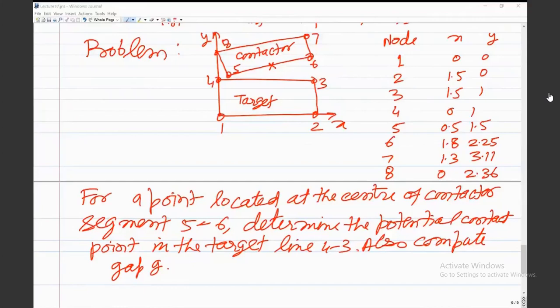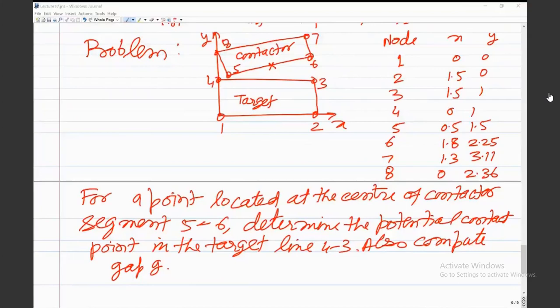If you are using the penalty method, then of course you need to check whether the gap is greater than 0 or less than 0. For that, you calculate based on the initial configurations of the bodies, and subsequently you update the coordinates using displacements and then calculate the gap. So you really don't need the initial value of contact force, but you need the initial guess for the displacements, and you may also need the initial guess for the Lagrange multiplier.